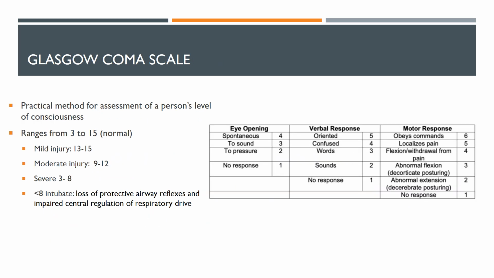The Glasgow Coma Scale, or GCS, is used to describe the extent of impaired consciousness in all types of acute medical and trauma patients. This scale assesses patients according to 3 different aspects of responsiveness, so eye-opening, verbal response, and motor response.